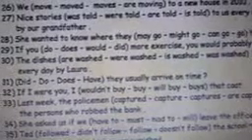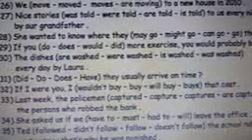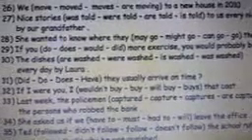Number 26, we moved to a new house in 2010. Here, in 2010, the keyword of the what? Of the past. So we say we moved to a new house in 2010.